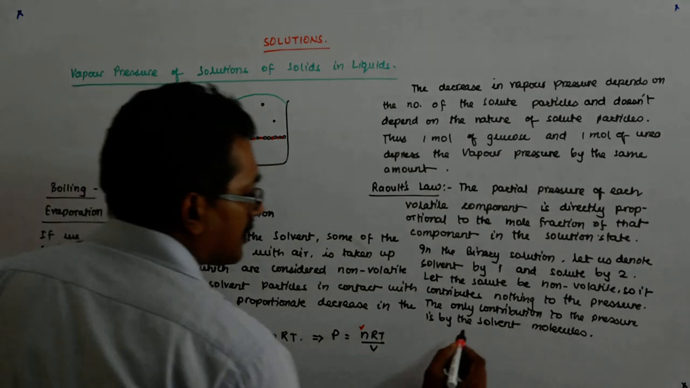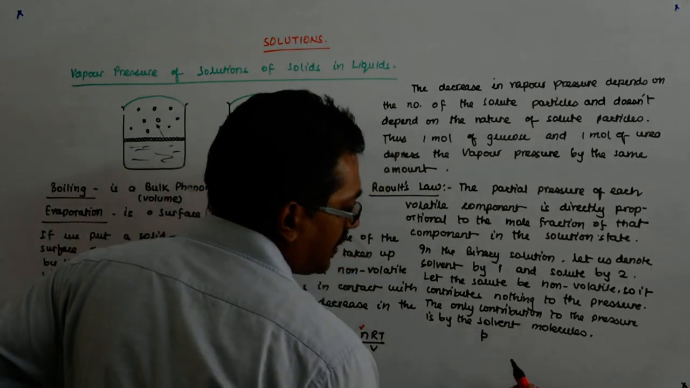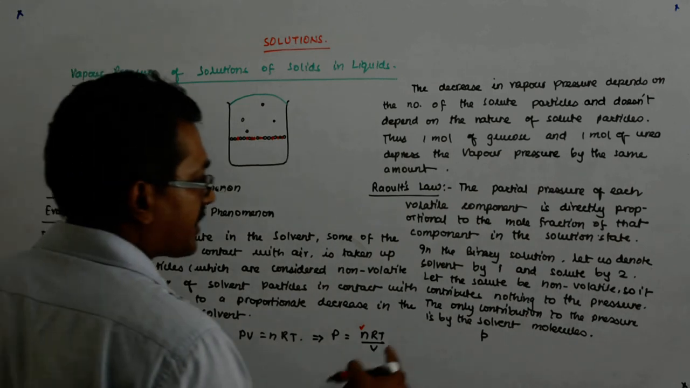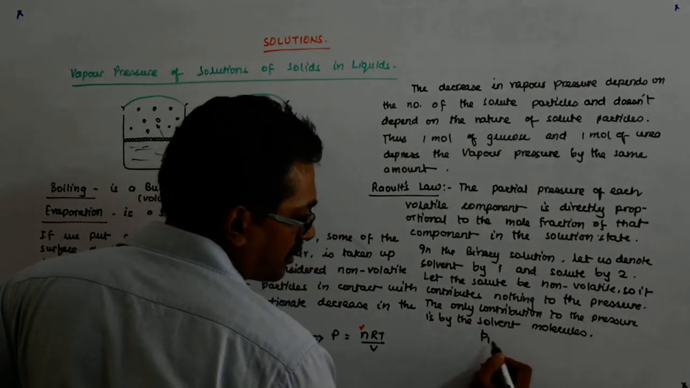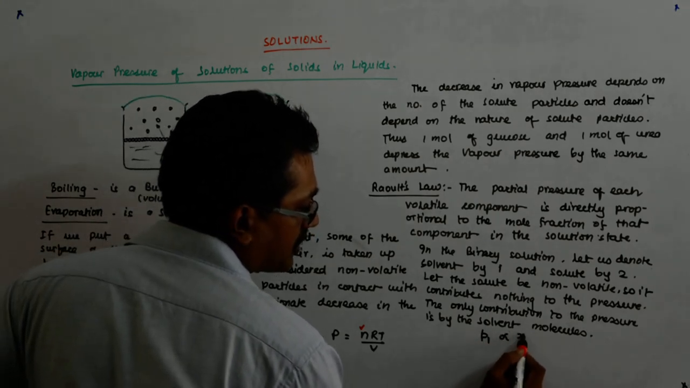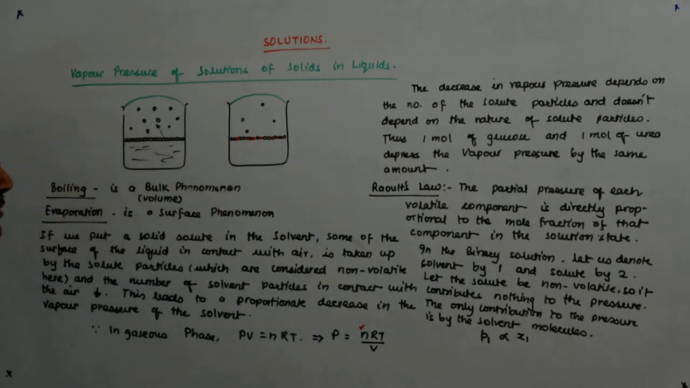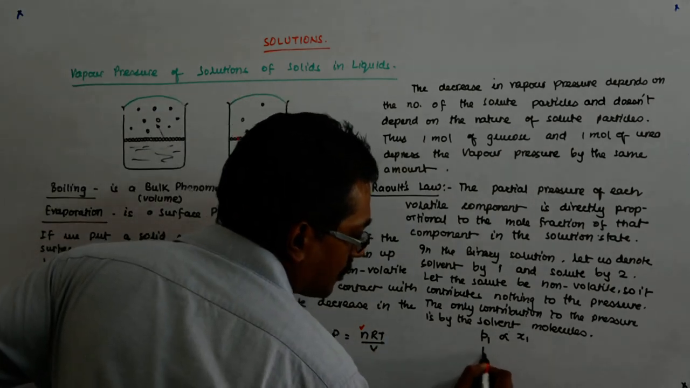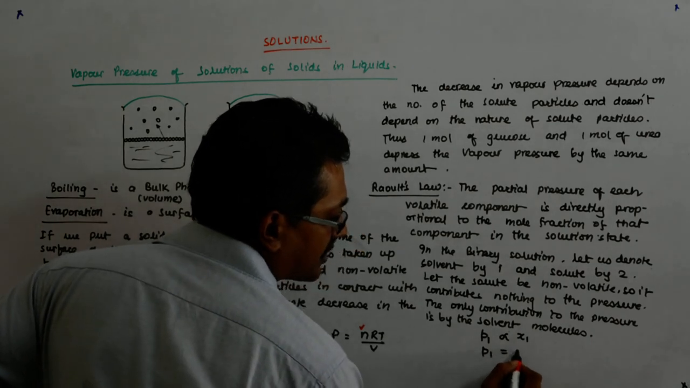So obviously the pressure P is directly proportional to the mole fraction of the solvent, so I have taken that. P1, the partial pressure, is directly proportional to X1, and as I had discussed, this X1 has gone down, and when this thing vanishes, obviously we know what comes in as the constant of proportionality.